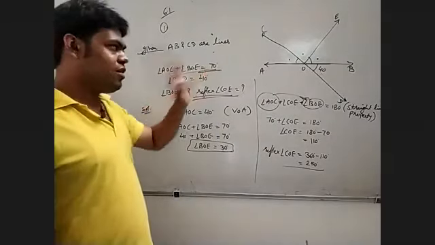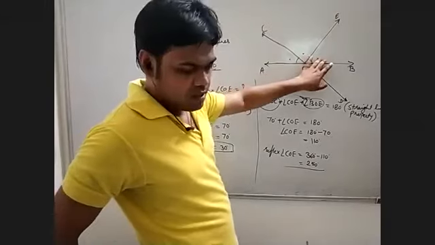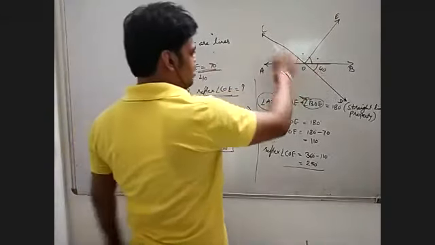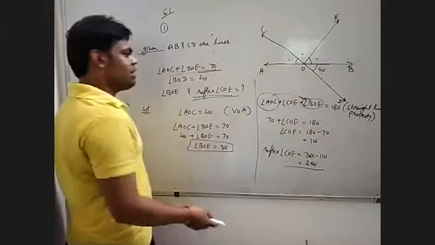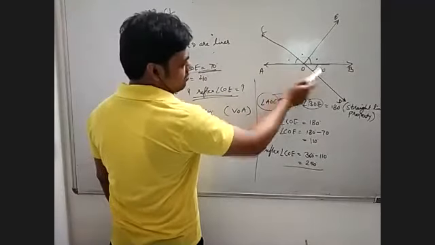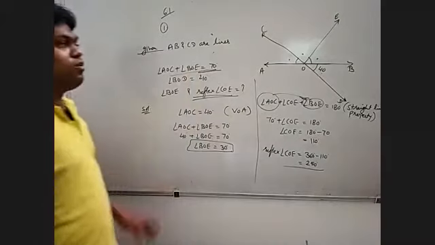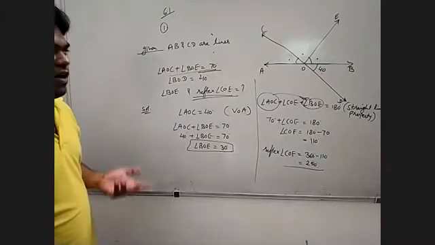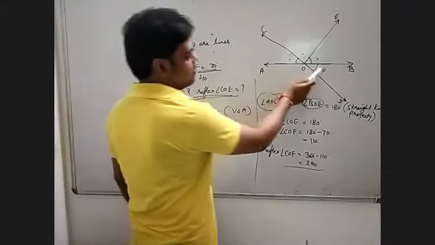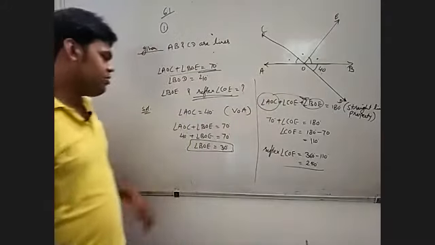AOC and BOE are given. These two parts sum to 70, and BOD is also given. These are intersecting lines. First of all, we can write these two are vertically opposite angles, because when two lines intersect each other, there is a pair of vertically opposite angles. So this angle equals this angle: AOC equals BOD, which is 40 degrees.